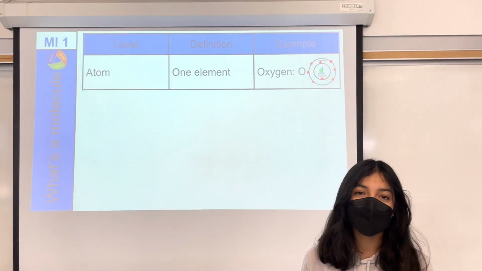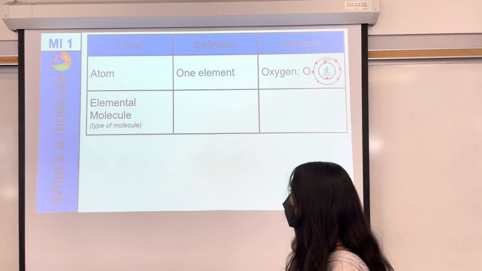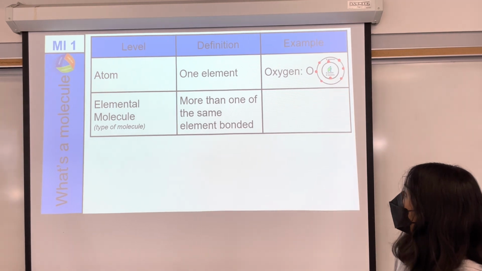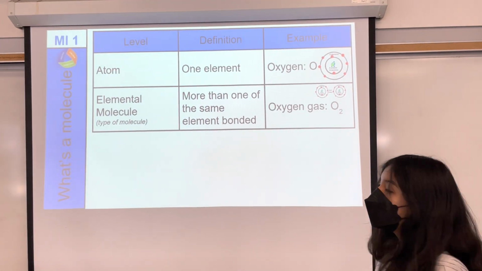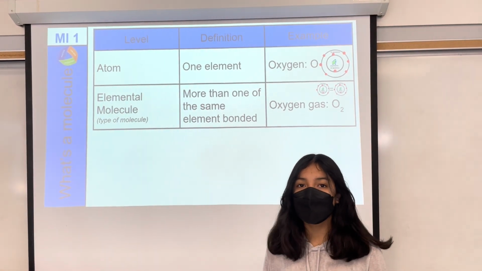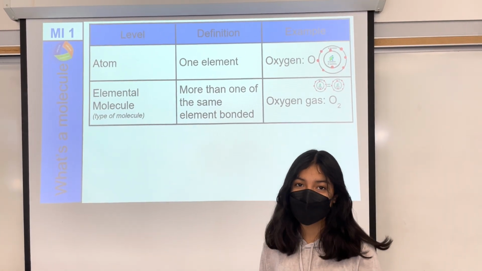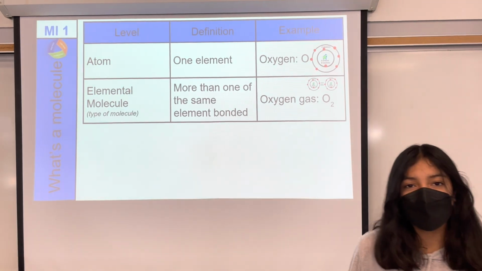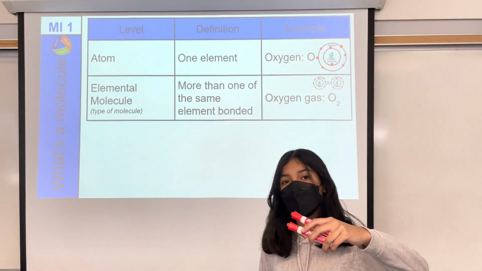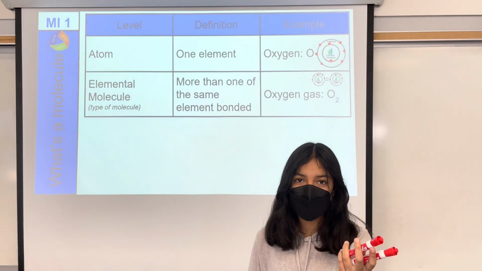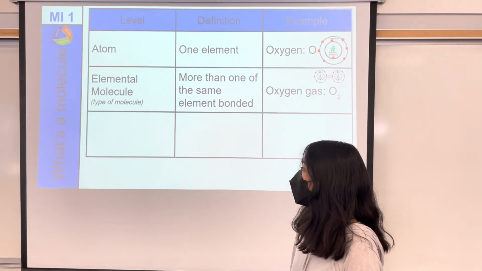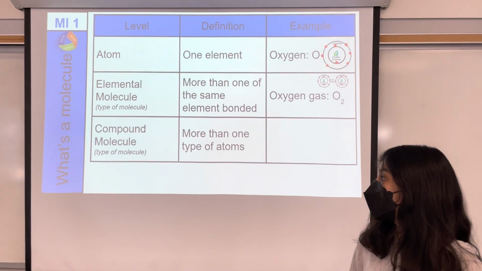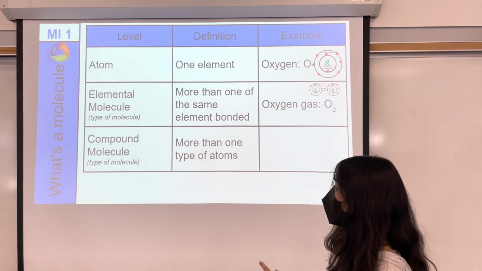So when you bond atoms, you'll create a molecule, and there are two types of molecules which you can form. One type of molecule is an elemental molecule, and it is when more than one of the same element are bonded. An example of this would be oxygen gas, because there are two atoms of oxygen. This can be modeled with Expo markers by showing two atoms, or two Expo markers, of the same kind.